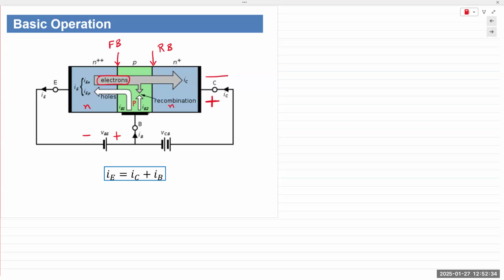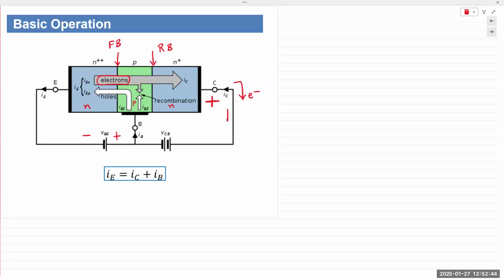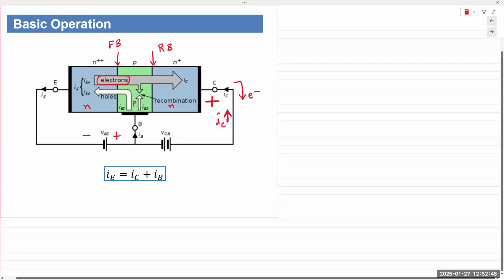And thus, we have a resulting IC. Oh, electrons are flowing this way, meaning current IC is flowing this way. Okay.